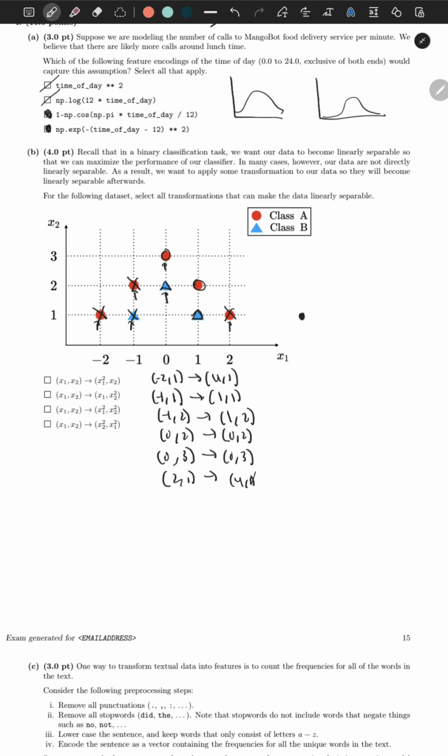And we can see that with our new drawings, we can draw a line through our plot to separate the triangles from the circles. So this means that our data does become linearly separable, so the first option is correct.